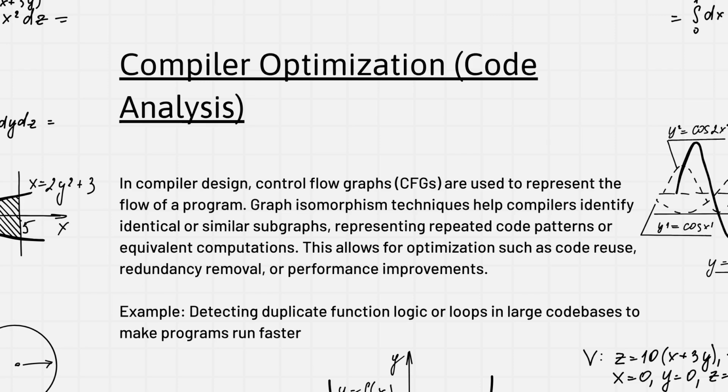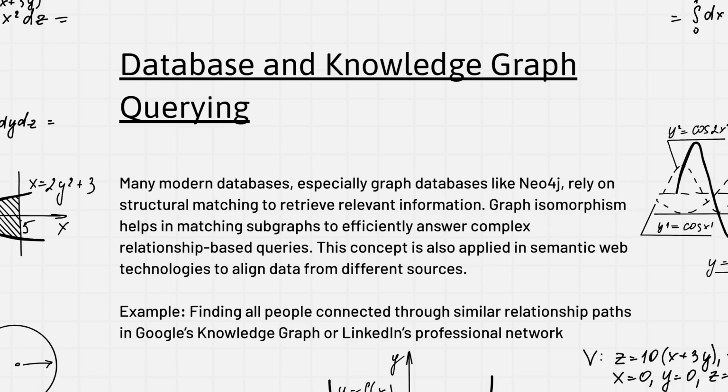In compiler optimization, control flow graphs represent program flow. Isomorphism techniques help compilers detect identical subgraphs or repeated code patterns, enabling optimization for code reuse and performance improvements. In database and knowledge graph querying, graph isomorphism is vital for structural matching. It efficiently answers complex relationship-based queries in graph databases like Neo4j, such as finding similar connection paths in professional networks.